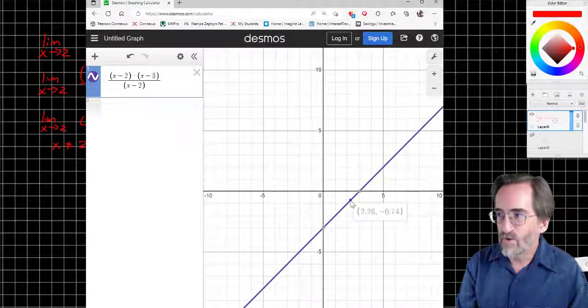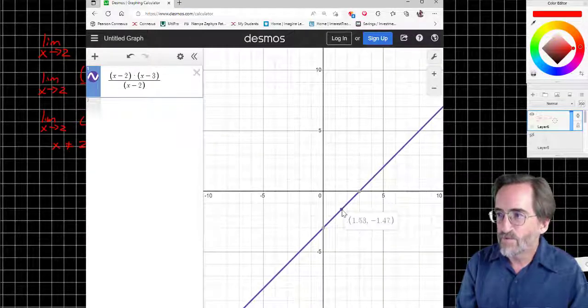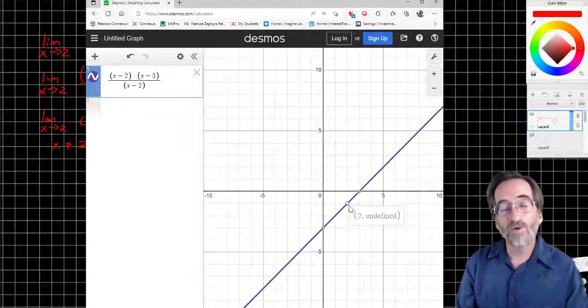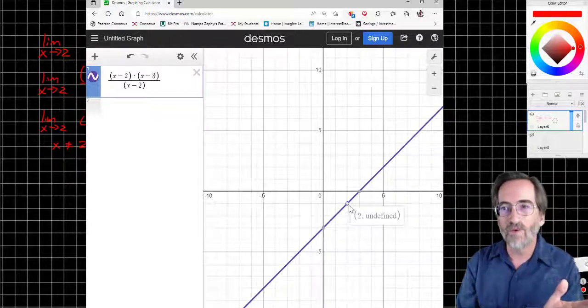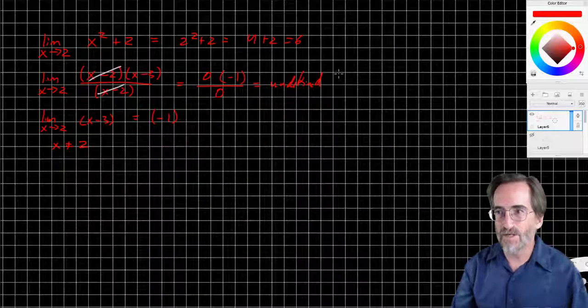There's a hole, but the function value as I approach from the right is negative 0.7, negative 0.74, negative 0.8, negative 0.82. It's approaching a number. It's approaching that negative 1 value. And as I approach from the left-hand side of 2, I get outputs of negative 1.36, negative 1.33, negative 1.25, and so on. And it's approaching negative 1 as well. It approaches negative 1 from the left and the right. Therefore, by the definition of the limit, it exists, and it is negative 1.